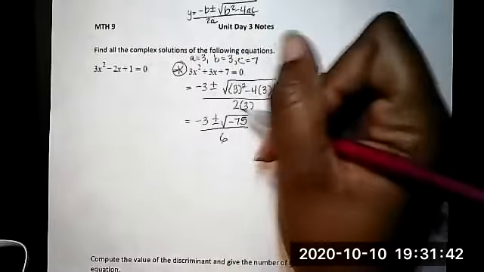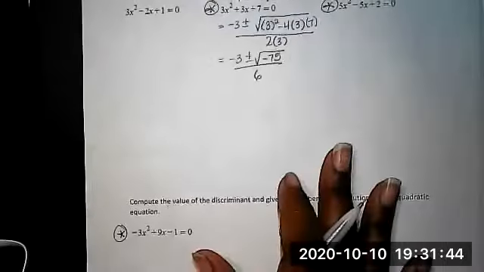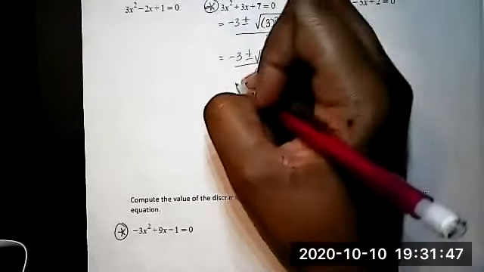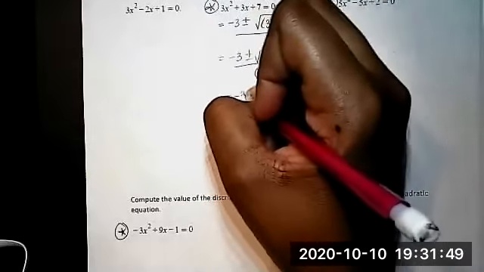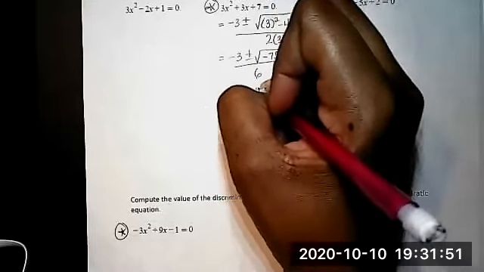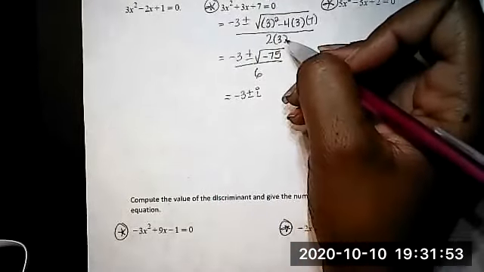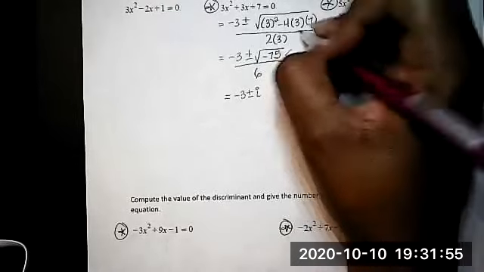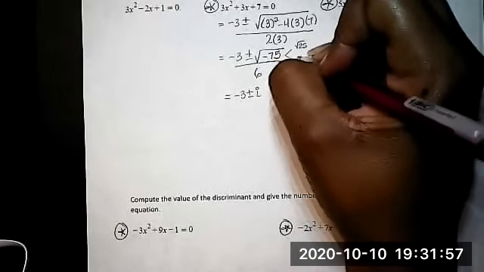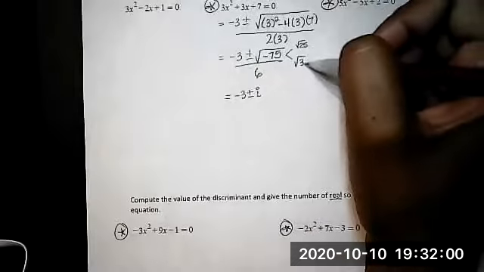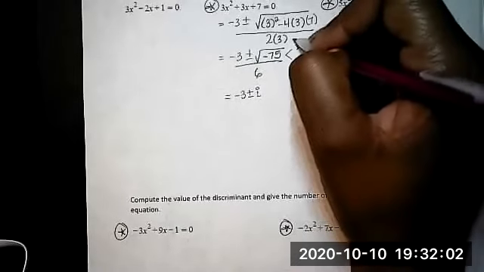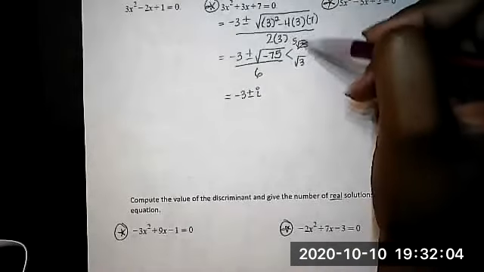Now, if it's a negative 75, you know that it's going to have an i. So negative 3 plus or minus i, but then the 75 you can simplify. Square root of 25 and the square root of 3. Okay, 25 times 3 is 75, but then square root of 25 becomes 5 on the outside.